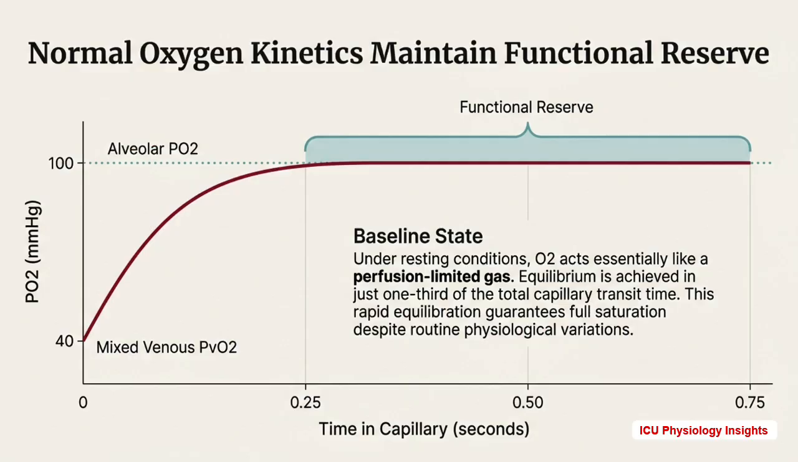Take a look at this diagram. The mixed venous blood comes in with a PO2 of around 40. The alveolar PO2 is sitting at 100. That blood PO2 rises rapidly, and it actually equilibrates with the alveolar PO2 within the first third of its journey along the capillary. This is fantastic. It means we have this huge safety margin, the remaining 2/3 of the capillary length, that we call the diffusion reserve. This reserve is crucial, but it's not unlimited.